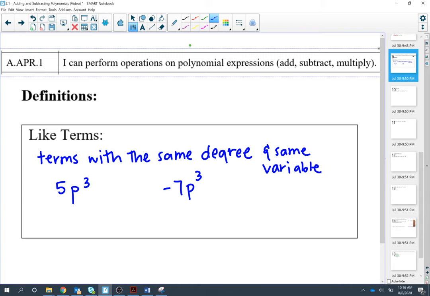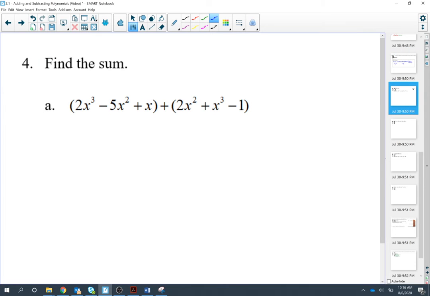Now, the reason we need to know that is because you can put like terms together. For example, number 4 says we're going to find the sum. Sum, if you forgot what that means, add. On this first one, I've got the first quantity in parentheses, 2x cubed minus 5x squared plus x, and I'm adding it to the second quantity in parentheses, 2x squared plus x cubed minus 1.